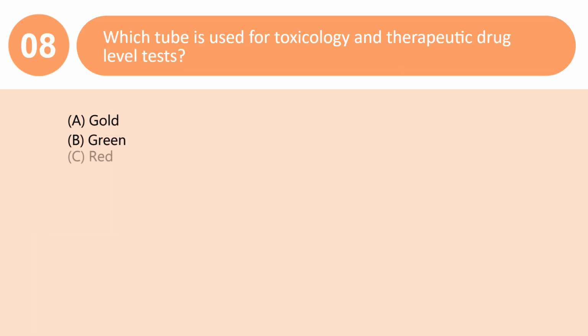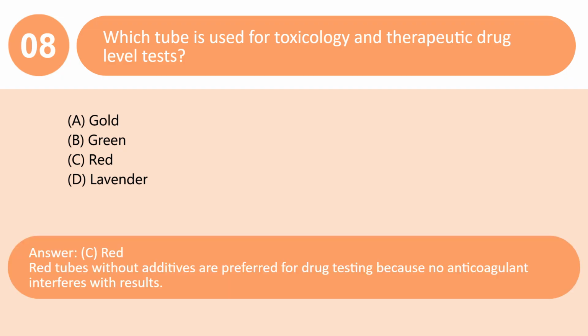Which tube is used for toxicology and therapeutic drug level tests? A. Gold. B. Green. C. Red. D. Lavender. Answer: C. Red. Red tubes without additives are preferred for drug testing because no anticoagulant interferes with results.